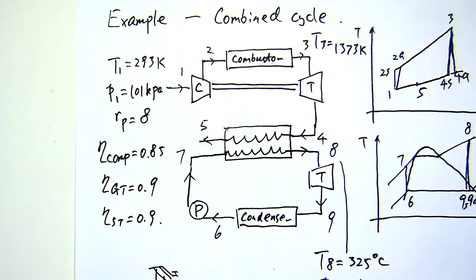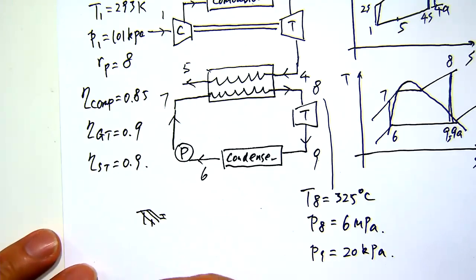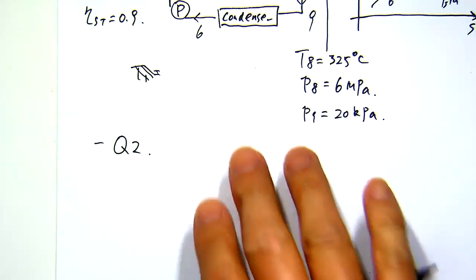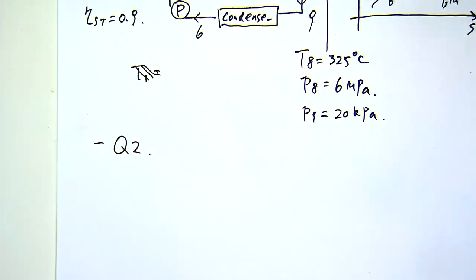So that part's done. And the second part asks us to determine the air flow rate for a given power output of this combined cycle. Right, how do we, let's say the Q2, how do we think about this? So the energy term we dealt with so far is all work, mass-specific work.